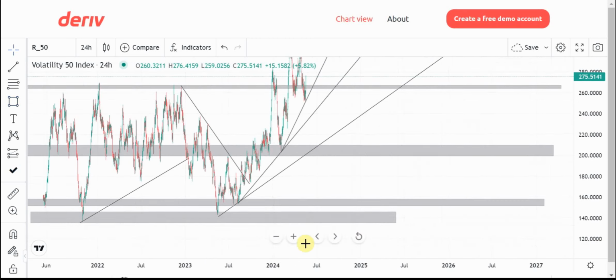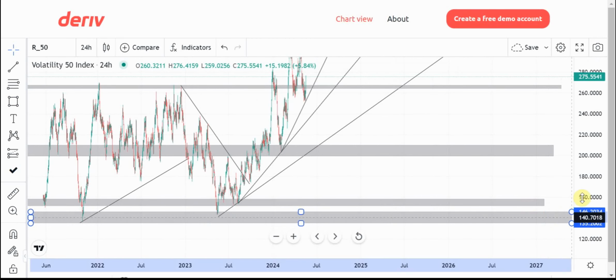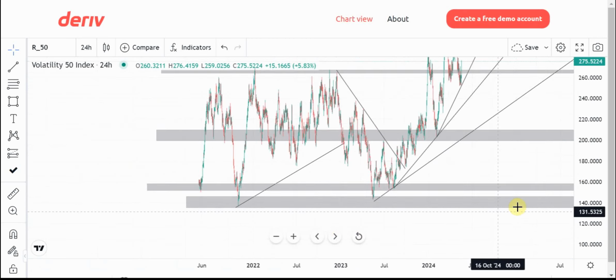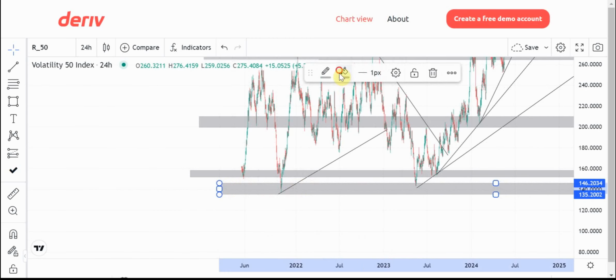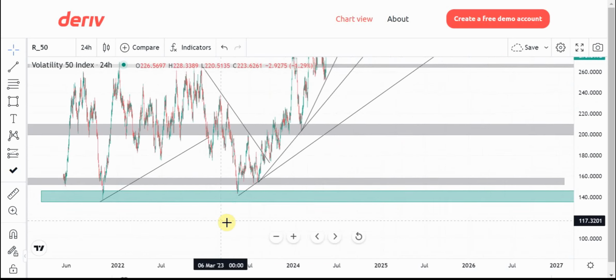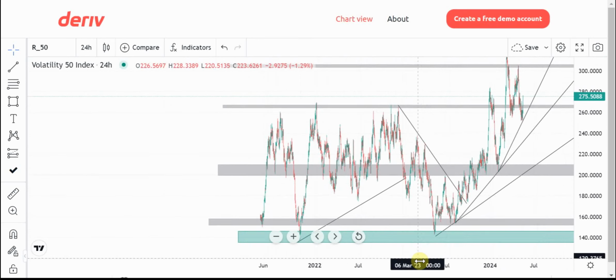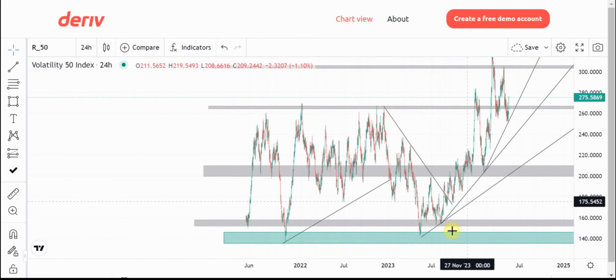So just highlight this as green zone for me. These are zones where you expect buyers to step in. It's a very big double bottom zone, so let's just keep it as green. Okay, so these are the important regions I feel we should be looking at.